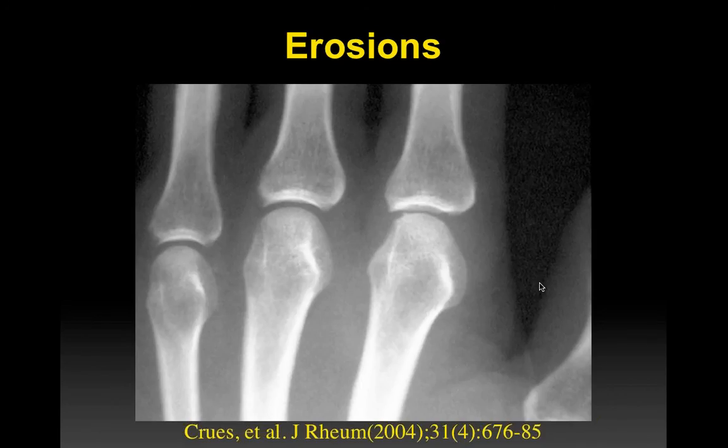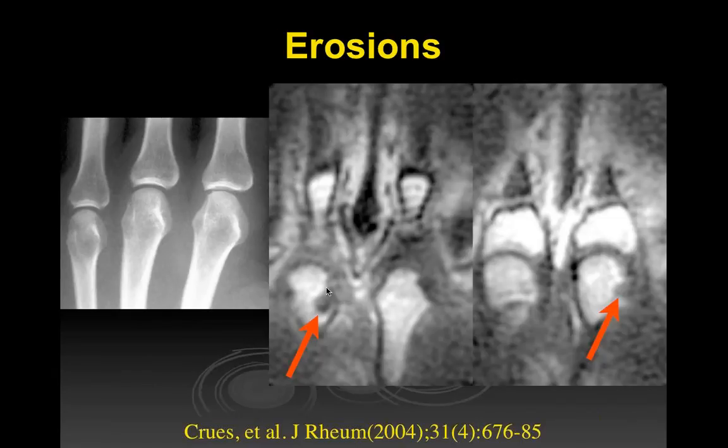So what do erosions look like? Let's see, Sheila, where are the erosions here? So I do see one in the third proximal phalanx at the ulnar aspect of the metacarpophalangeal joint. Yes, and also in the fourth. Okay, here's the MR, and here's where the erosions are.